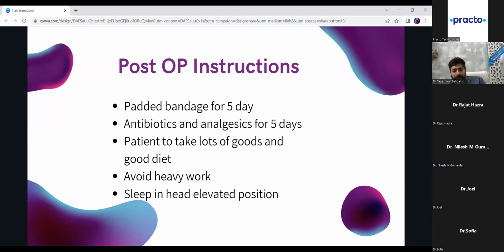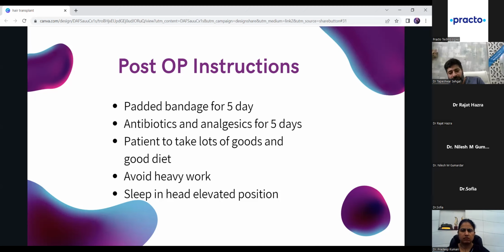Post-op, now, important to explain to the patient before surgery are also the post-op instructions. Some of the hair transplant surgeons like to keep both the areas open and ask the patient to keep spraying normal saline over it. But I prefer doing a big padded bandage over both the donor area as well as the recipient area.